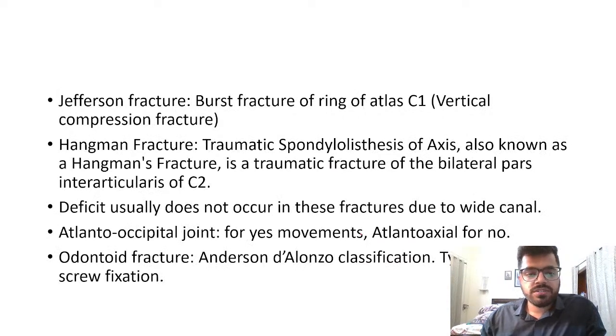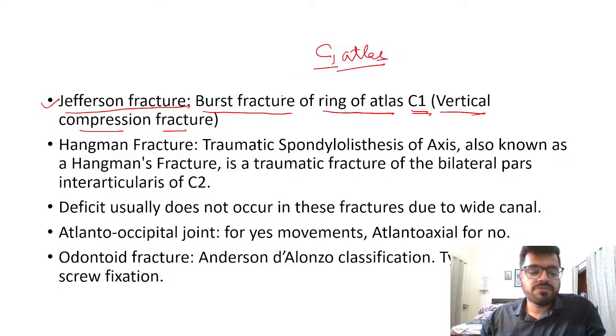Then we come to fractures of the cervical spine. Jefferson fracture is the burst fracture of the ring of Atlas, that is C1 fracture, vertebral compression type of fracture. It's called Jefferson fracture. It is a burst of C1, that is the Atlas.